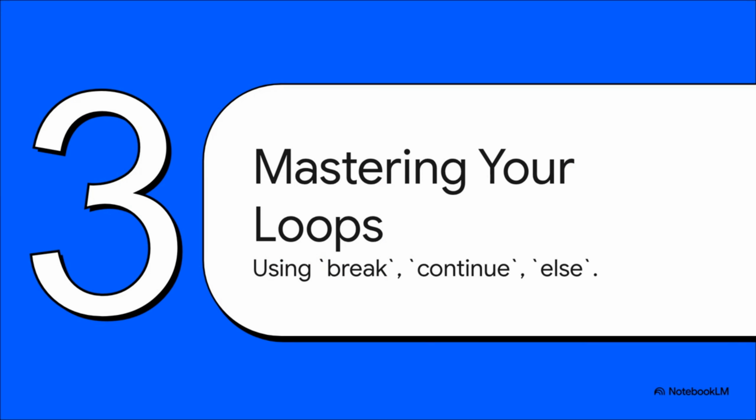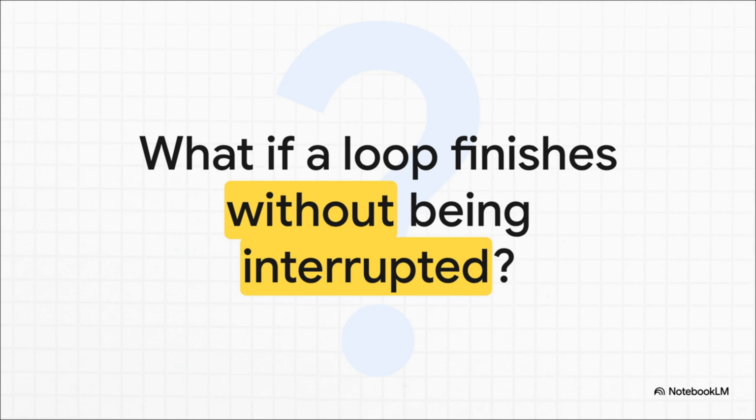Basic loops are great, but what if you need more control? What if you need to stop early or maybe skip an item? Or what if you need to run some code only if the loop finishes all on its own? Well, Python has you covered. Now, this is one of Python's most unique and, let's be honest, most misunderstood features. Usually, we only care about what's happening inside the loop. But sometimes, the most important bit of information is whether that loop actually got to run all the way to the end without being stopped.